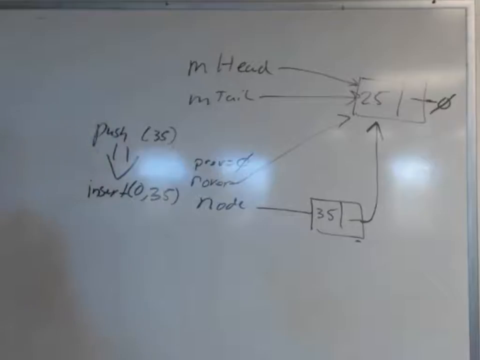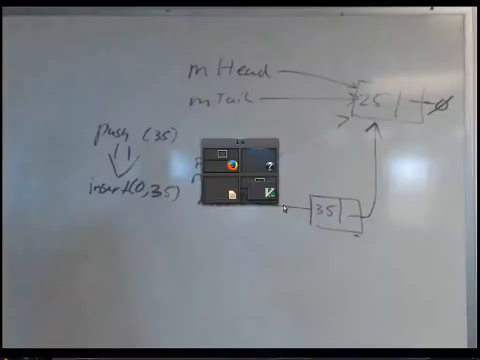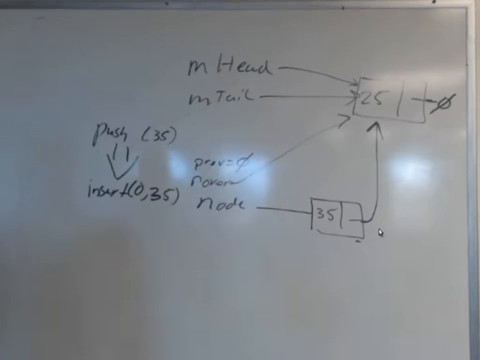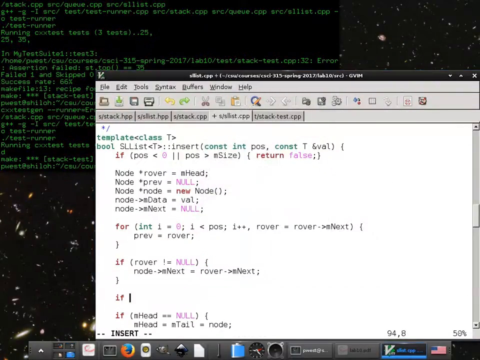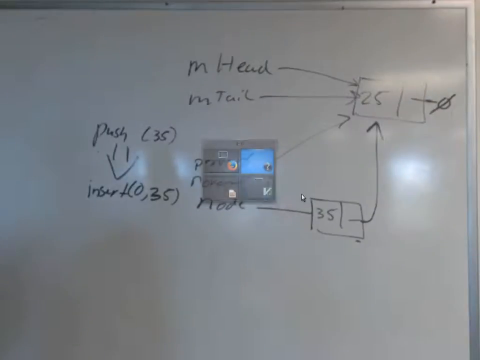Okay? Sure. So if rover doesn't equal null, node dash next is rover. That's what we want because that's this arrow right over here. And now we want if prev does not equal null, that means there is a previous. We want prev dash m next to equal the node. Right now that's not happening here because we don't have a prev. So since prev is null, we don't hook up some element to this node.